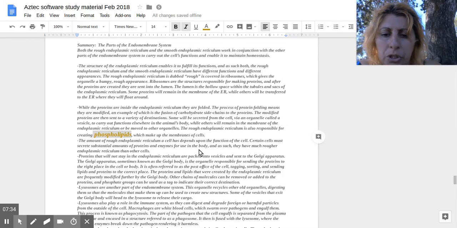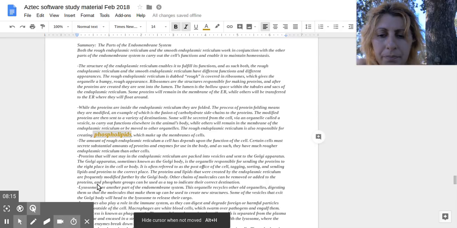It is often referred to as the post office of the cell, the Golgi body or complex. It does tagging, sorting, sending lipids and proteins to the correct places. So from the ER, and usually they are also modified further by the Golgi body before they are sent out. Other chains of molecules can be removed or added to the proteins, and phosphate groups can be used as a tag to indicate their correct destination.